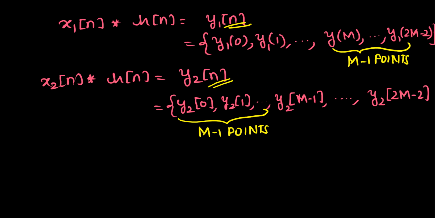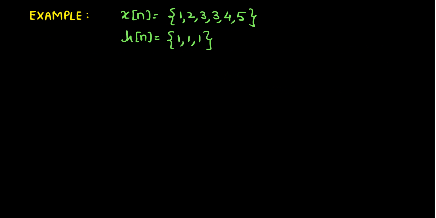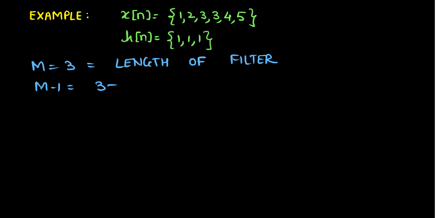So let us try to understand it with a simple example in which x of n is given as 1, 2, 3, 3, 4, 5, and let's say h of n is given as 1, 1, 1. Now if we observe here, the value of m is equal to 3, which is the length of the filter, and if we consider the value of m minus 1, it is equal to 3 minus 1, which is equal to 2. So basically we need to overlap two values.